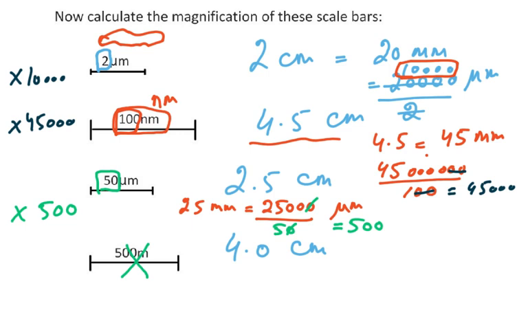Then 100 nanometers, so 4.5 centimeter, that is 45 millimeter, 45,000 micrometer, another 3 zeros, nanometer. You probably won't be asked nanometers in the O levels.